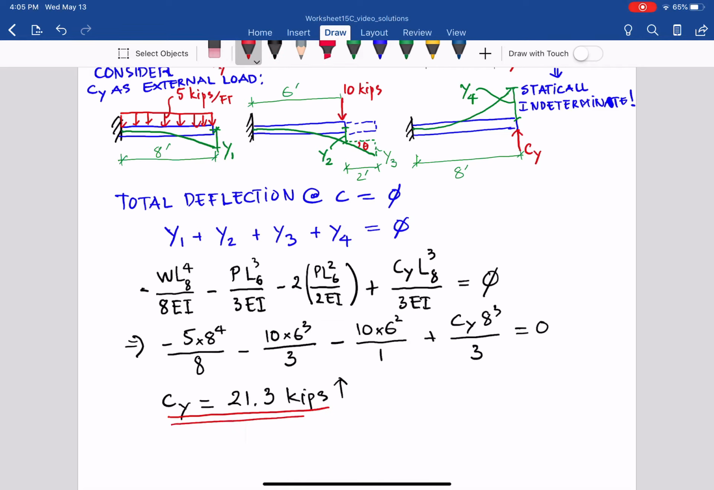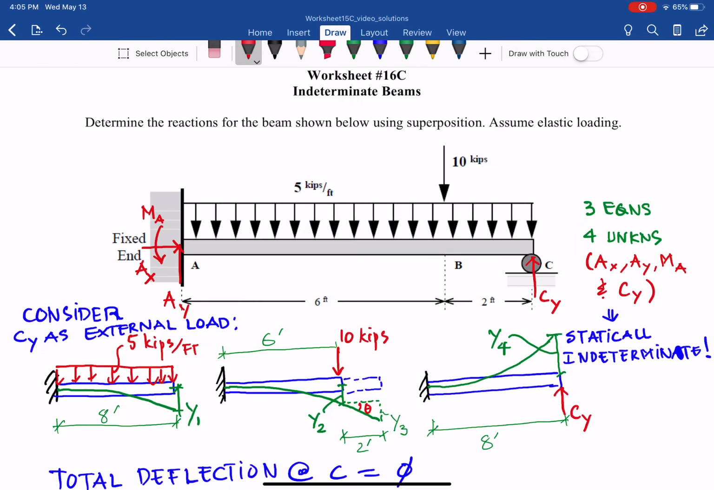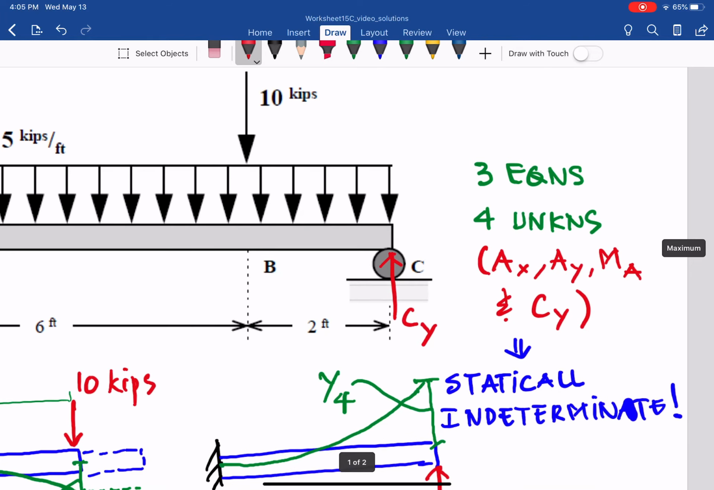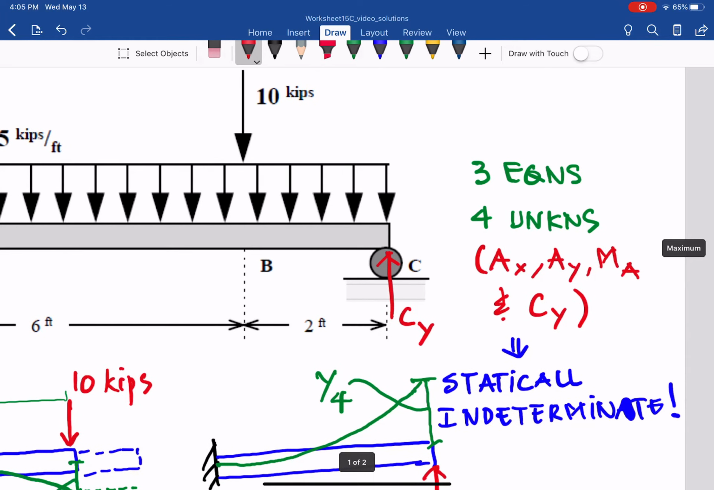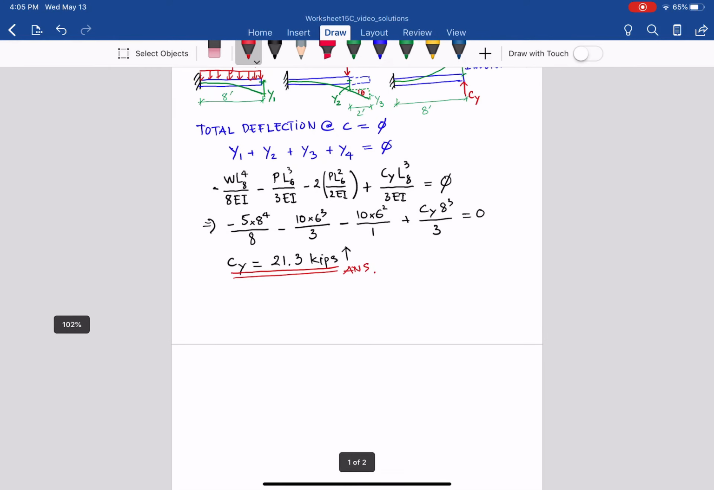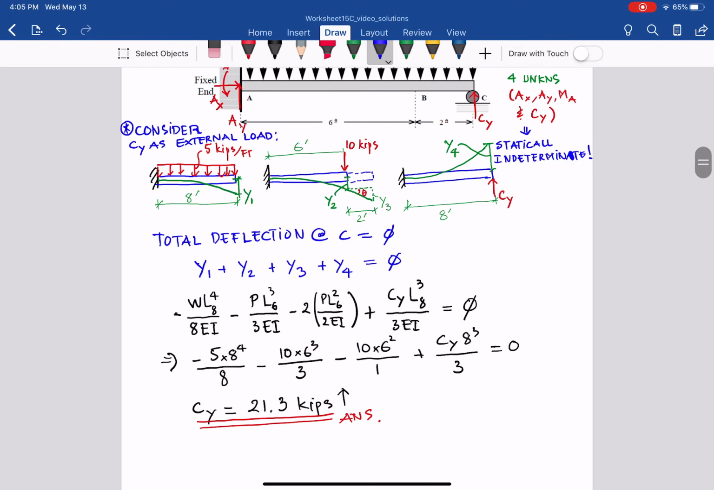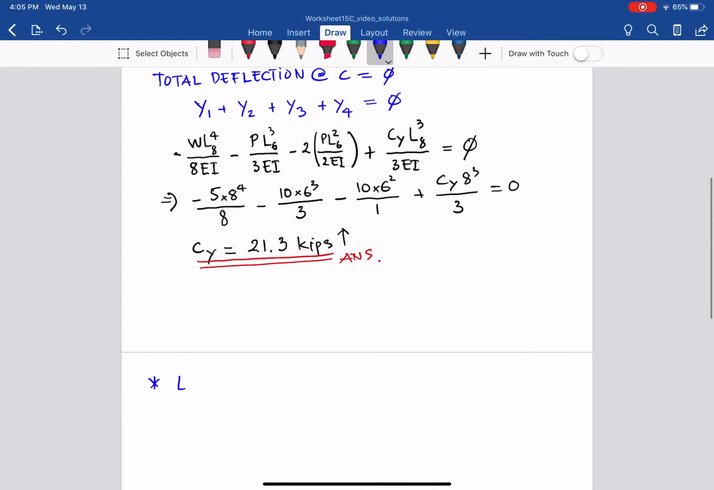They asked us to find the reaction, and we found CY. Like I said, we used superposition and deflection to find CY, and now we have 3 equations from equilibrium, and we already know CY. We only have 3 unknowns: AX, AY, and MA. Now we can find them with the equilibrium equations. Okay, so that is the first part. And then we have the equilibrium equations. So we have 3, right?